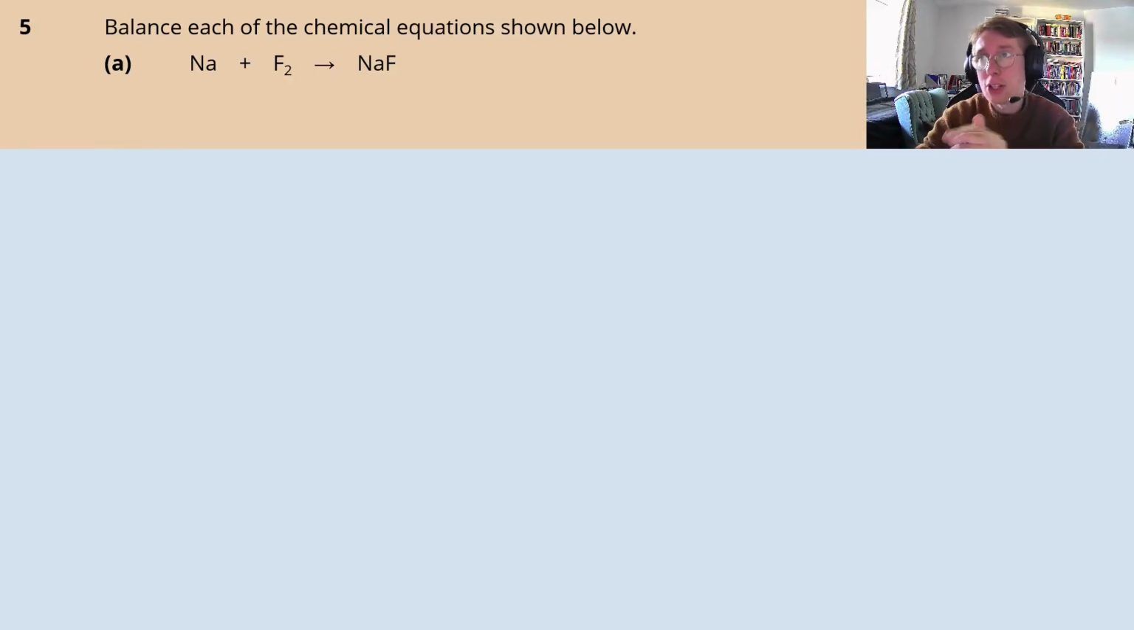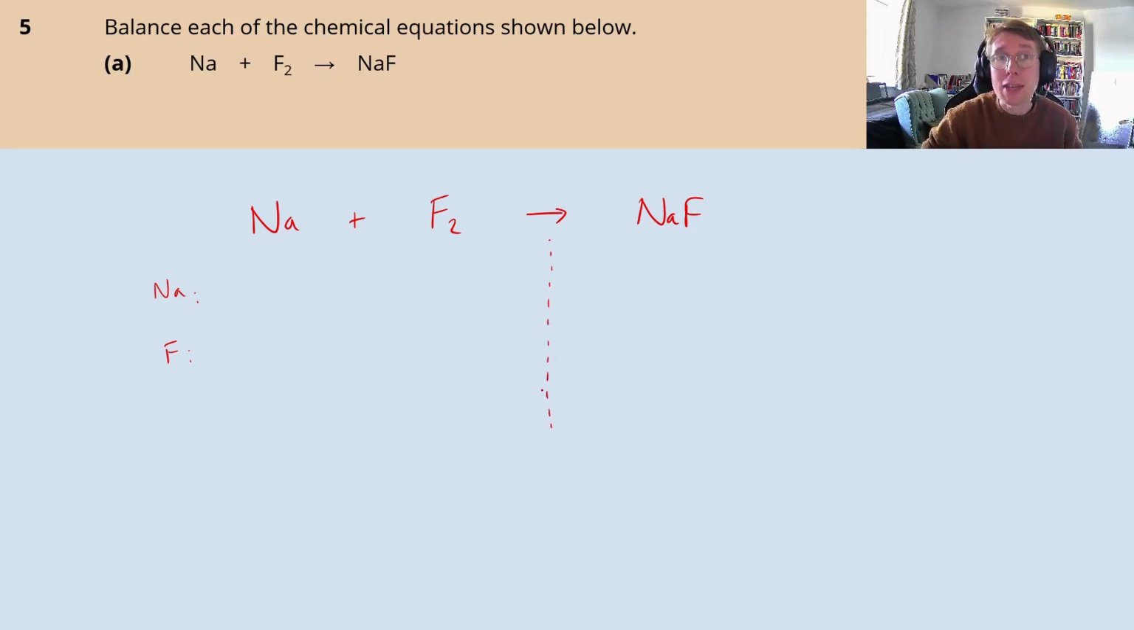So we look at this equation that we've got on the screen now, and we can see that we've got Na, so we've got sodium, reacting with F2, which is fluorine, to form NaF, which is sodium fluoride. Now, there's lots of different ways that you can approach balancing an equation. The way that I'm going to do this is a table method. So I'm going to write Na at the side and F at the side here, just so I can count up on the left and the right hand side of the arrow how many of each type of atom I've got. So we'll start off with sodium.